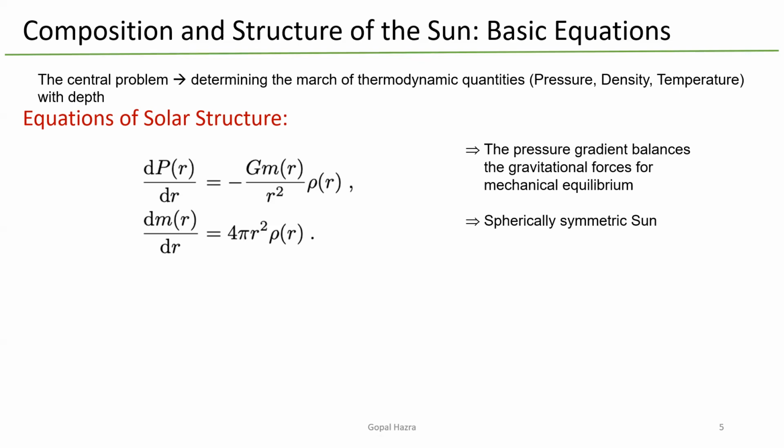So if the sun doesn't have any pressure to balance it, within half an hour the sun will collapse. But is it collapsing? No. So we have something to support it. This pressure gradient is actually supporting the self-gravity. So how will you derive it?